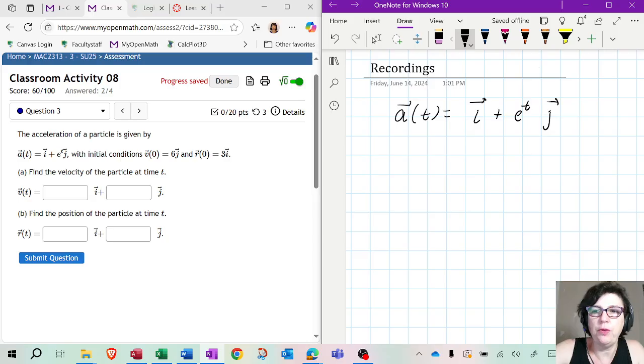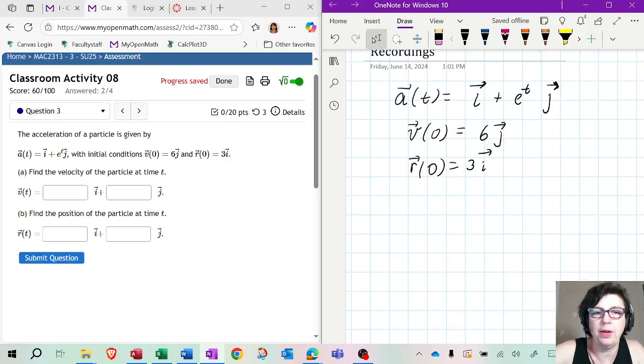Now, they also give you initial conditions, and that's because you cannot determine the velocity and position otherwise, because you're going to have that plus C thing, if you remember. So you need some initial conditions to determine them completely. So the velocity vector at 0 should be 6j, and the position vector at 0 should be 3i. So let's see if we can determine it.